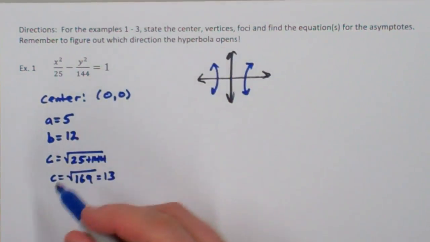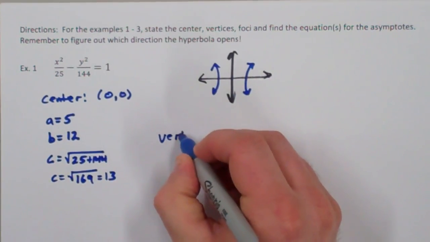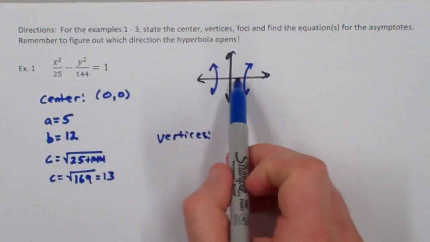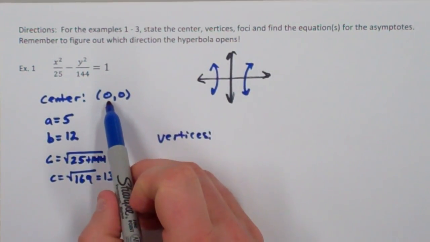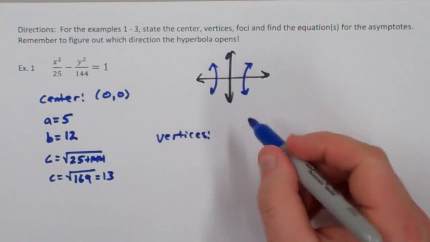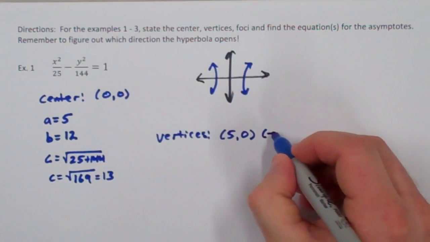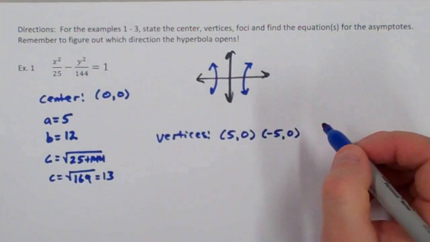To find the vertices, we're going to go right from our center. We know that it opens left and right, so we're going to be changing the x part of the center. We're going to change it by a. So this is going to be (5, 0), and also (-5, 0).